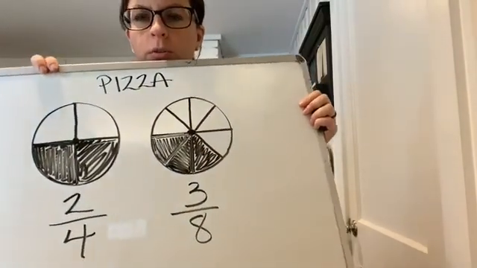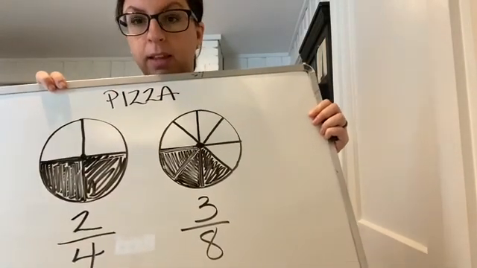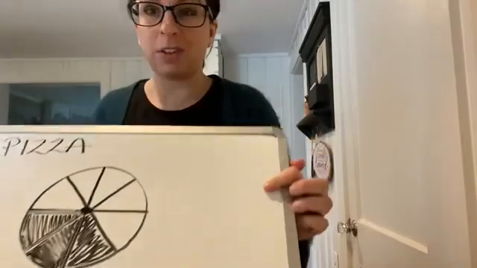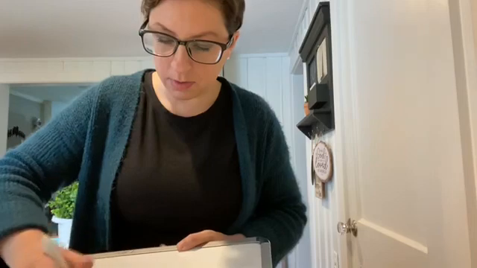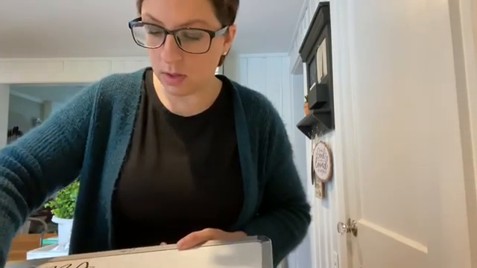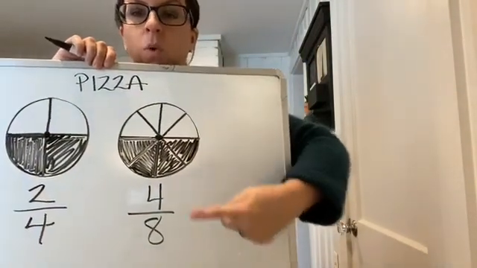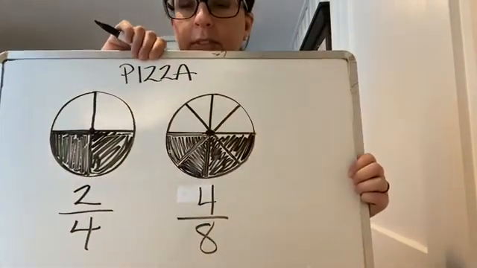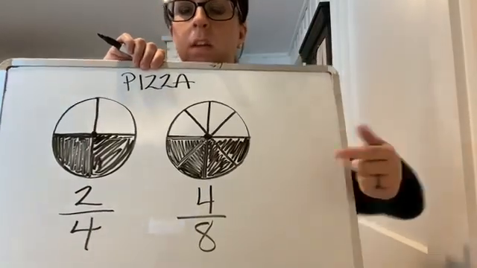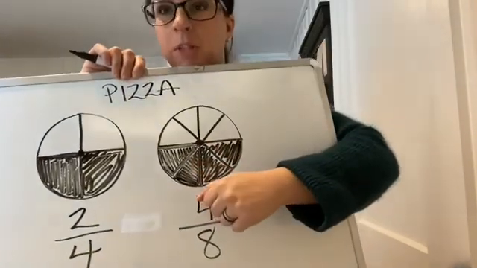Okay, so what do I have to do to the 8ths, the pizza divided into 8ths, in order to make it equivalent? I need to fill one more in, don't I? And now I have 4/8, because remember, that line right there means out of. So I have 4 out of 8 pieces filled in. So is 2/4 the same as 4/8? Is it equivalent? Yes. Now what do I do to 2/4 in order to get 4/8?